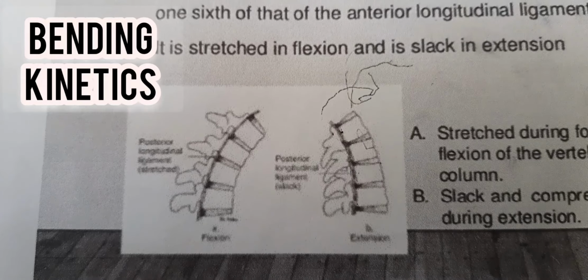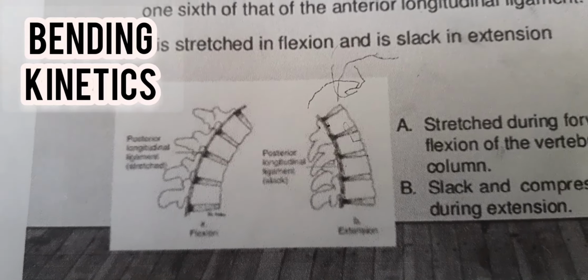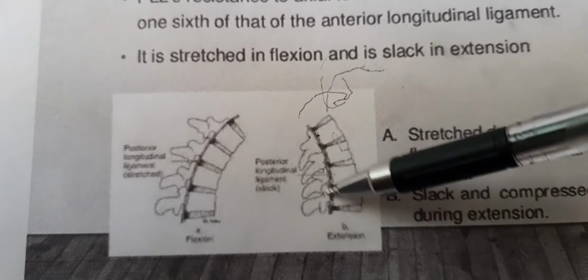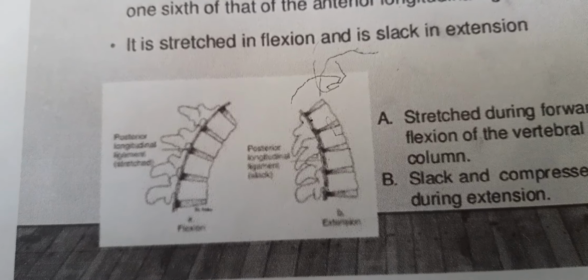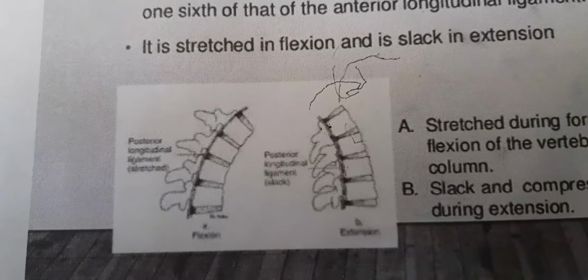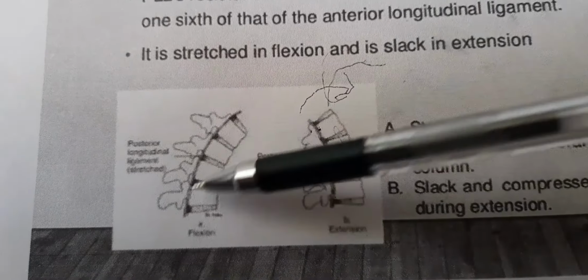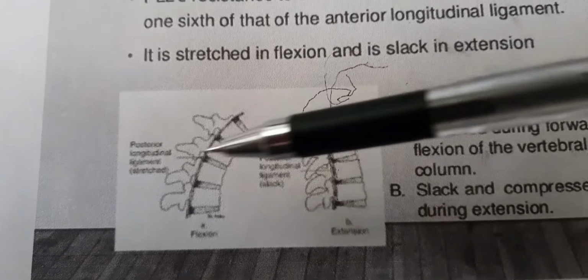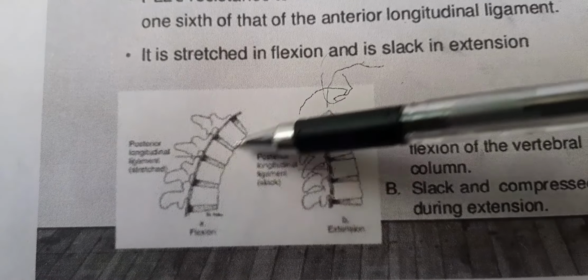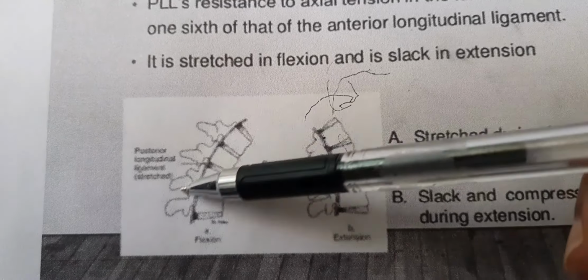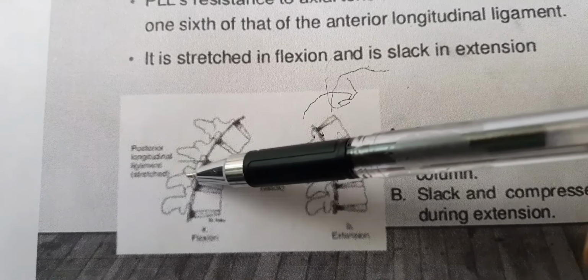If you talk about bending, bending causes both compression and tension in the structures of the spine. So whenever the vertebra bends, it causes compression and tension. Also during forward flexion, the anterior structures basically compress and the posterior structures are at tension.